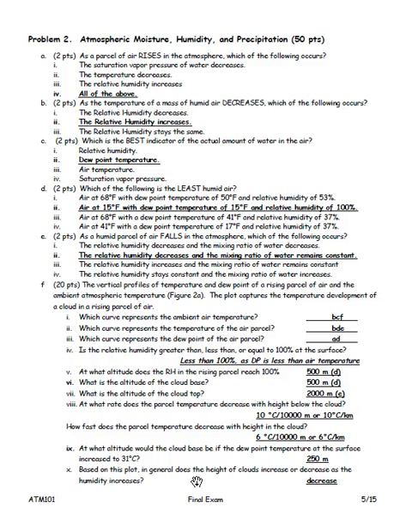Alaska, Fairbanks. Today I want to talk about the solution to Problem 2 in the practice final exam. Problem 2 explores issues of atmospheric moisture, humidity, and precipitation. Starting with the multiple choice questions. A. As a parcel of air rises in the atmosphere, which of the following occurs?